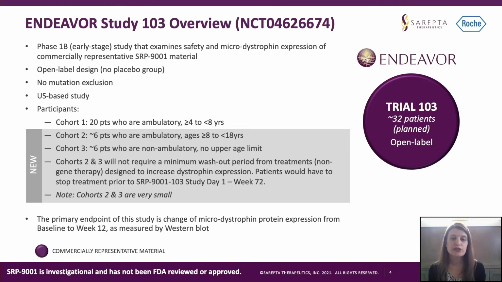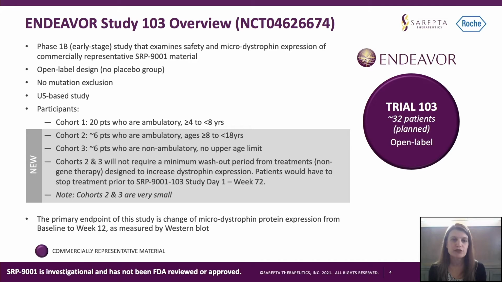So we've started, there are 3 cohorts. Cohort 1 was our first cohort of 20 patients who are ambulatory between the ages of 4 to 7. We've recently added 2 additional cohorts. Cohort 2 has approximately 6 patients who are ambulatory and between the ages of 8 to 18, so older ambulatory patients. Also, cohort 3 is approximately 6 patients who are non-ambulatory with no upper age limit.